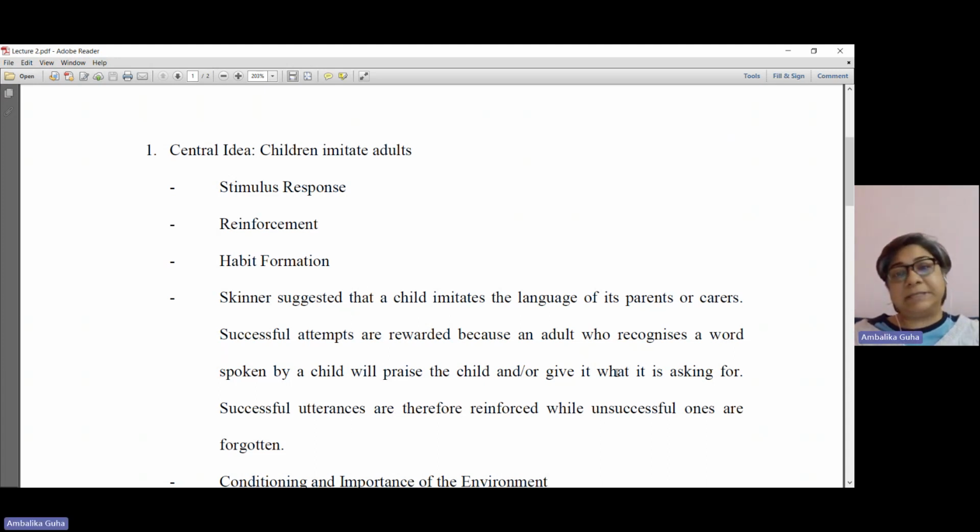Now, Skinner and the team conducted this experiment on animals like birds and rats, and based on this, they also made the claim that human language, the natural language, is also developed in a similar fashion. So when we talk about behaviorism, a few things are very important to understand. One is the stimulus response. Second is the reinforcement. Third is the habit formation, which happens through this conditioning process from the environment.